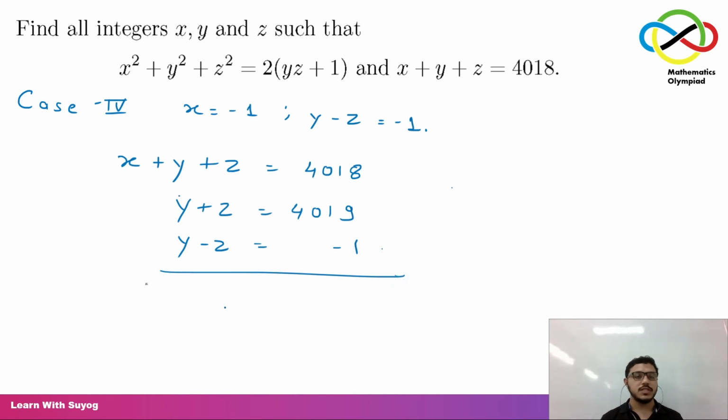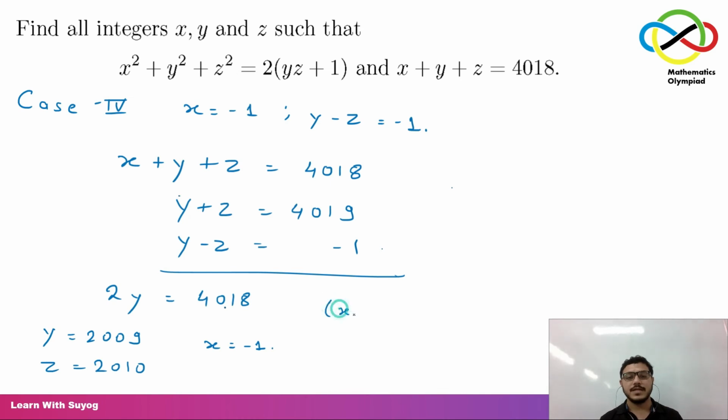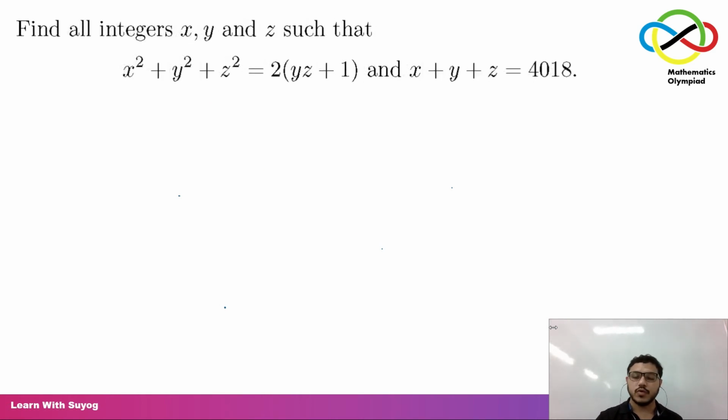When we solve both these equations, we'll get 2y to be equal to 4018. So y would be equal to 2009 and z would be equal to 2010 and x is equal to minus 1. So our x comma y comma z solution set would be minus 1 comma 2009 comma 2010. So these are the 4 cases that we have solved and we got 4 different solutions for x comma y comma z, and this is going to be the result.